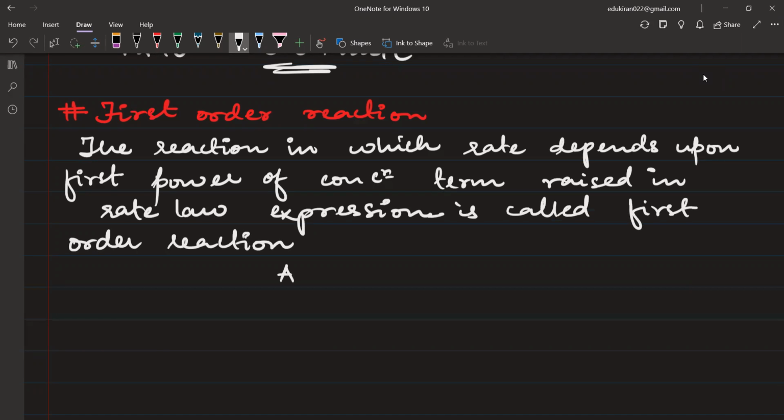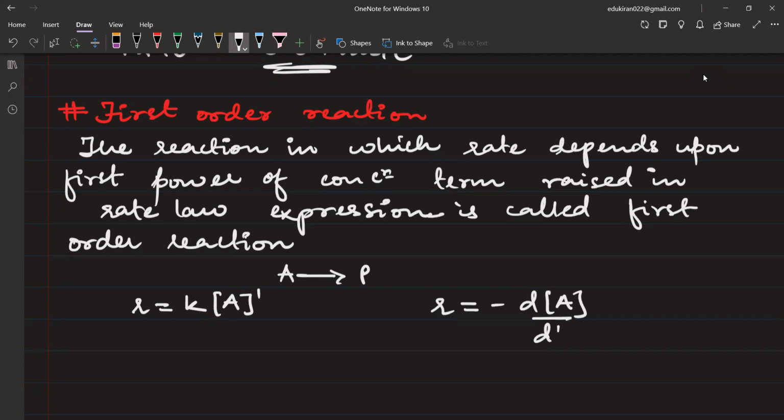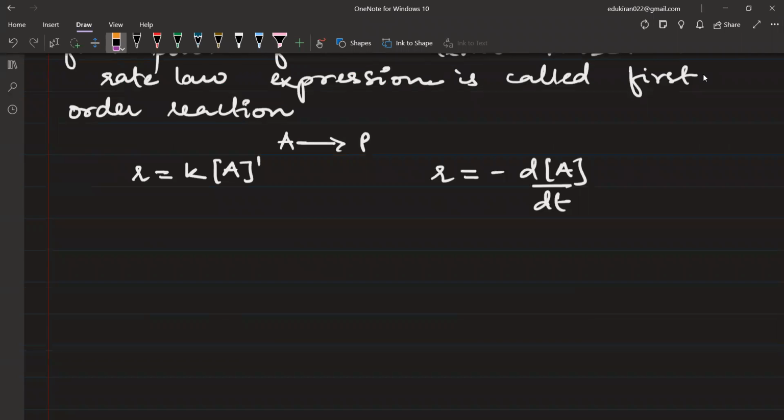So here we have A giving me the product P. For this, the rate law equation is rate equals k times A to the power 1. This is the calculated rate law expression. And we can also calculate the rate using this formula, minus d of concentration of A upon dt. This is the experimental rate. We have to do some experiment in order to get this particular rate. Here we can just plug in the value of concentration and get the rate, since we know the order. So one is theoretical, one is experimental rate.